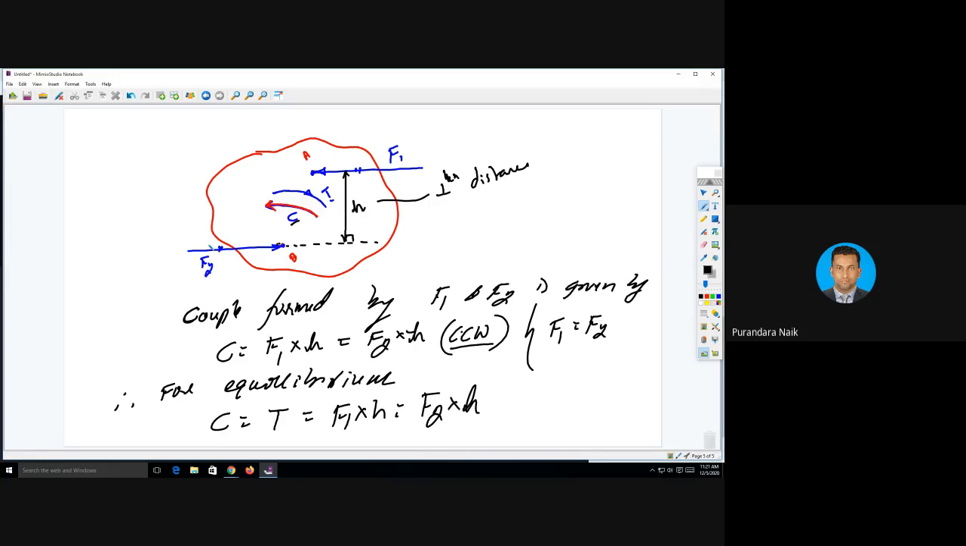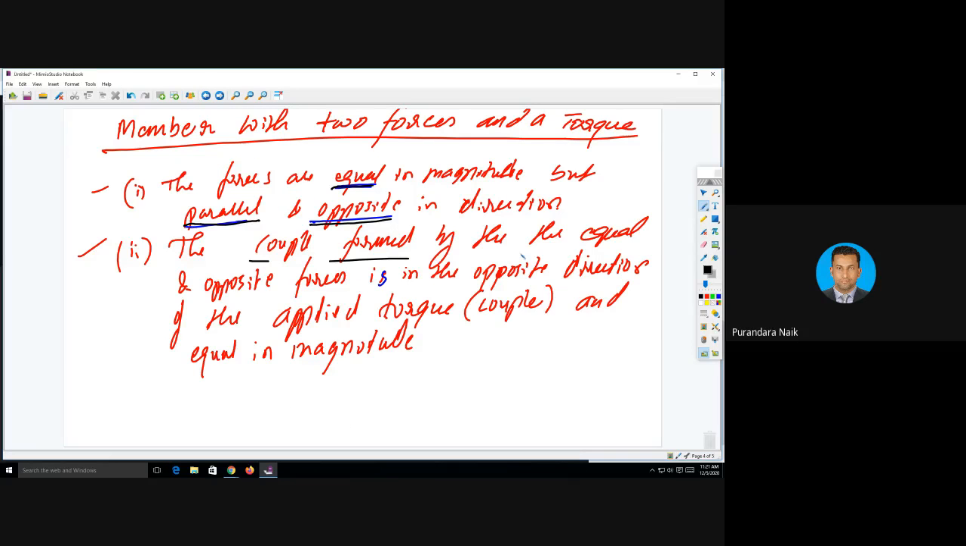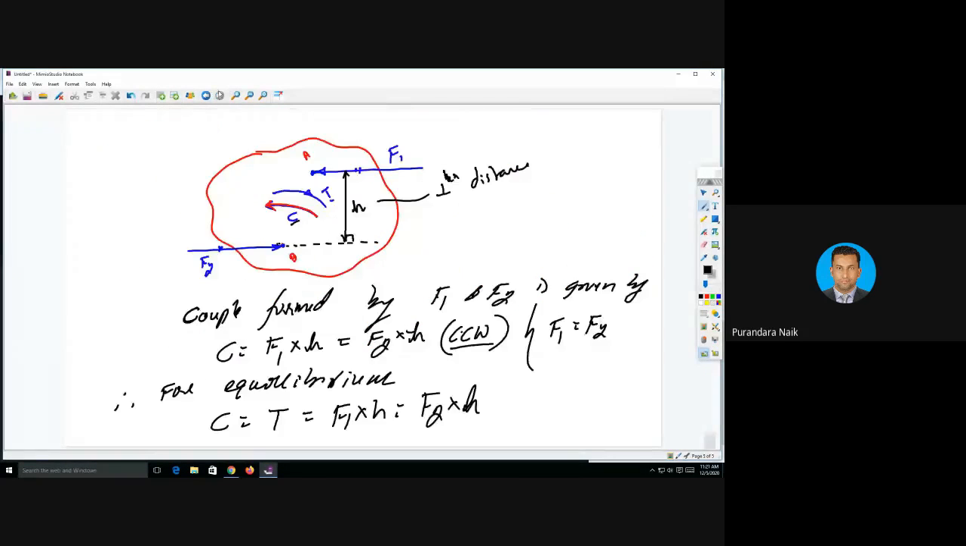So the second condition says the couple formed by F1 and F2, which is C, is in the opposite direction of the applied couple. Applied couple is T, right? So C must be opposite to T. It is counterclockwise, and it should be opposite to T, and the magnitude is the same. T is equal to C. Is it okay? This is the third condition.